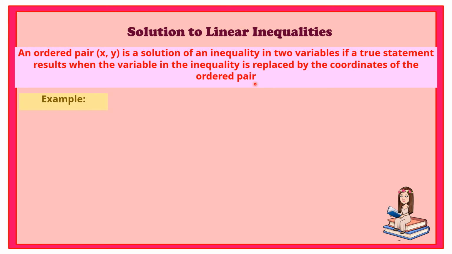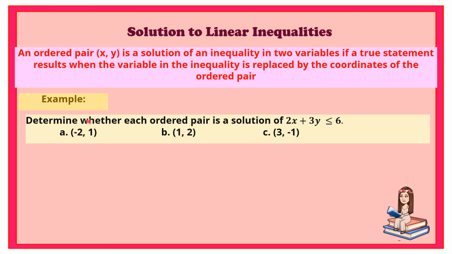So, let's start. Say, for example, you are to determine whether each ordered pair is a solution to 2x plus 3y is less than or equal to 6. So, let's start with letter A. So, yung letter A muna i-solve natin. Negative 2, 1. Will it be the solution? Let's check. So, first, you have to write the original inequality. 2x plus 3y is less than or equal to 6.